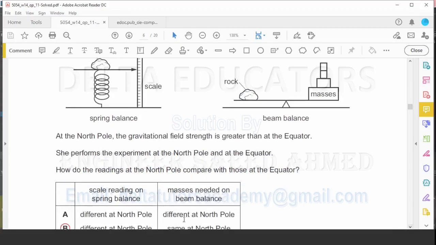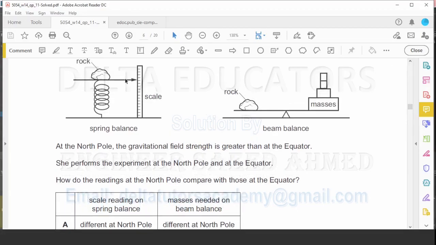Okay, here we have the scale reading on the spring balance and the masses needed on the beam balance. First thing here, with the help of the spring balance, we measure the weight, and with the help of the beam balance, we measure the mass. Mass of a substance always remains constant, so the mass of the rock at the equator and at the pole will be the same. There will be no change.